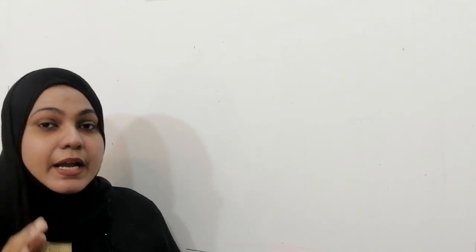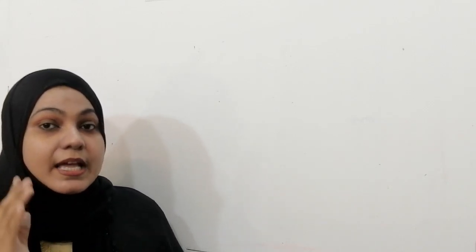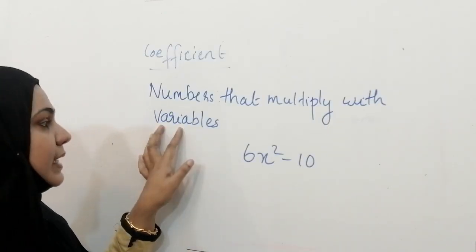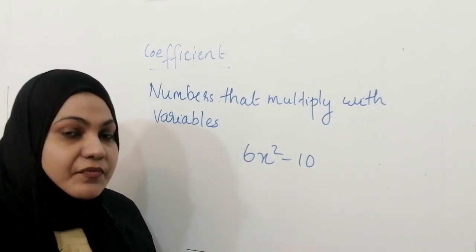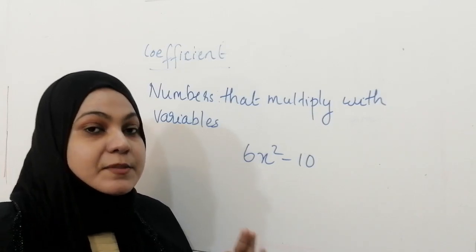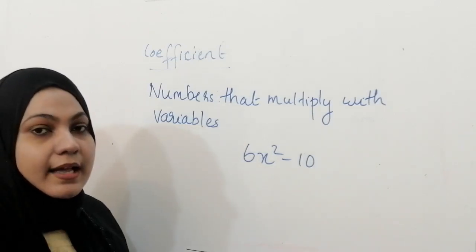What is algebraic expression? As we said, it's an expression which is made up of constants and variables along with algebraic operations, that is addition, subtraction, multiplication and division. In this chapter, you have to learn some more terms. Don't confuse, this term is different. I am telling new terms for using algebraic expression. So first we can learn what is coefficient. What is coefficient? Numbers that multiply with variables. So what is the meaning of variable? Variable means a letter that represents an unspecified number. So here x is the variable.